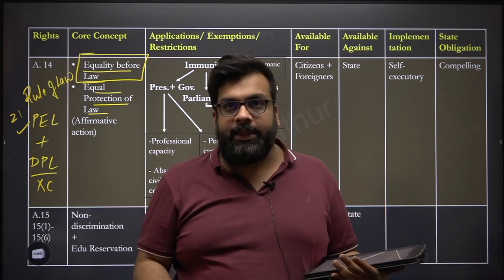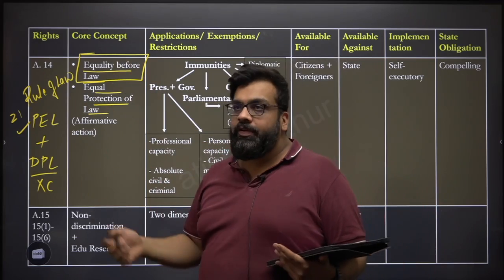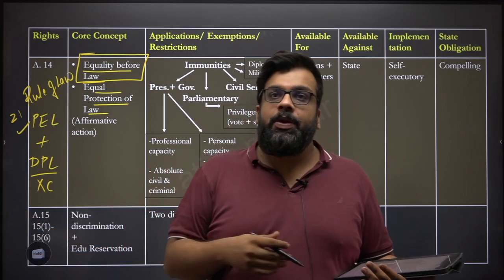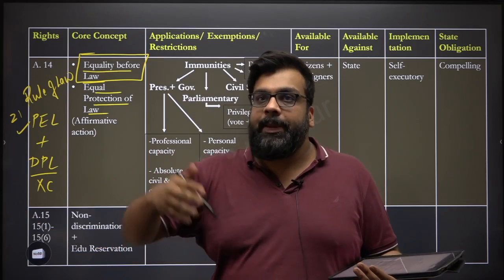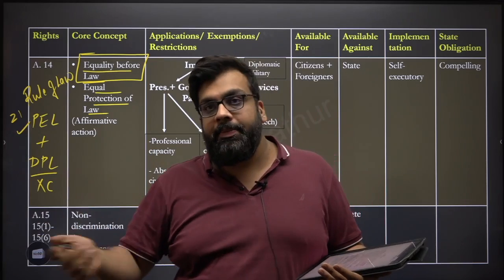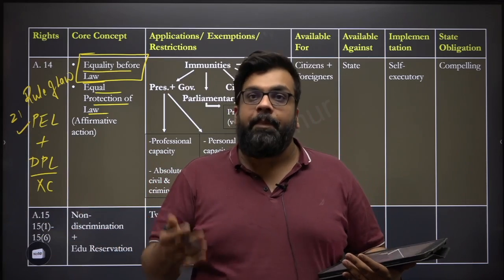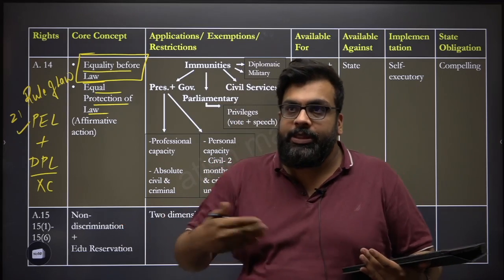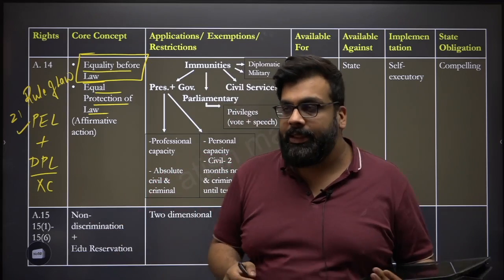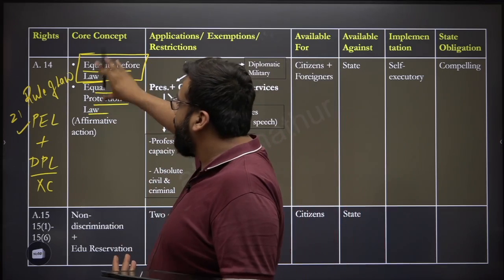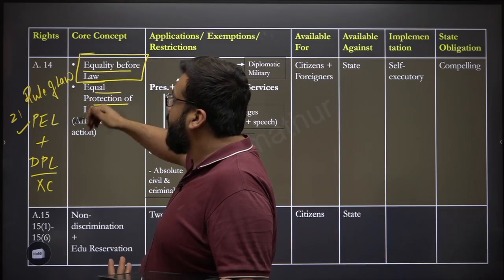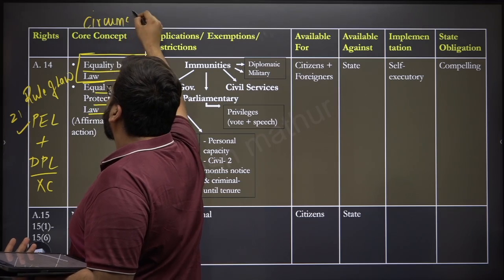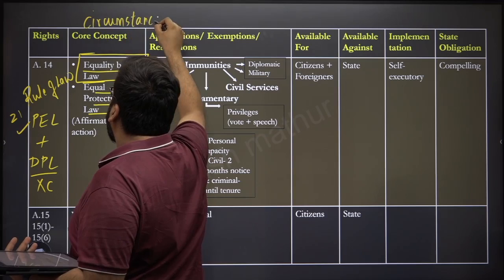Equality before law says that you will not discriminate against anybody, you will not treat anybody specially, or you will not mistreat anybody on any ground before the law, whereas equal protection of the law is to treat people specially because of the circumstances. So what is common to equality before law and equal protection of law, in fact, are the circumstances, the situations in which they have to be implemented.